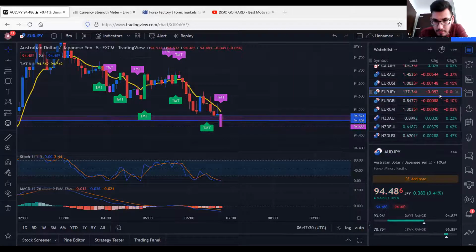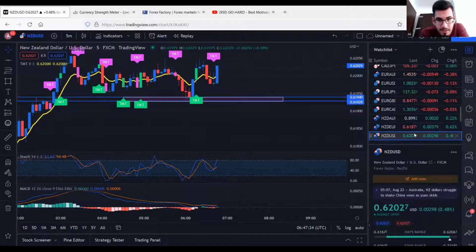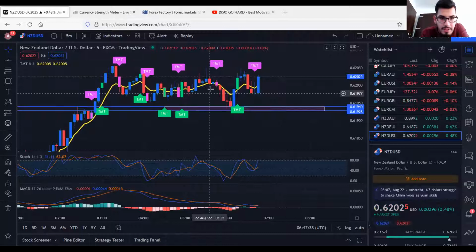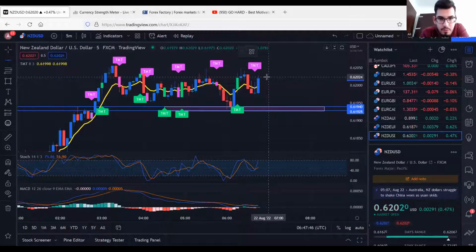Let me check EUR/JPY for a second. No. I was hoping it would have had a change. Okay, ladies and gents, we could have a pullback area here.